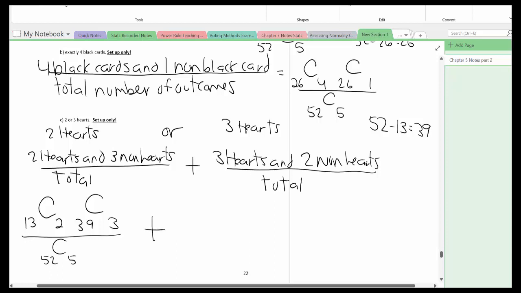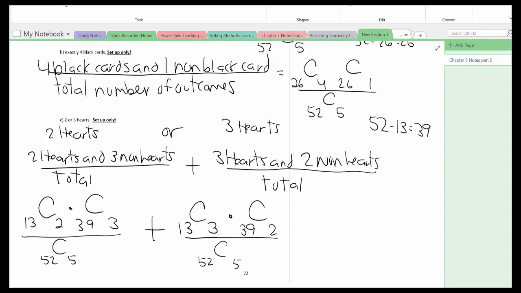Or means to add. So the second part's very similar. 3 hearts, so there are 13 hearts, and I'm going to select 3 of them. The and means to multiply, so that's times 2 non-hearts. Well, there's 39 non-hearts. I'm selecting 2 of them, and the denominator remains the same, 52 combination 5. And there's our setup for this problem.